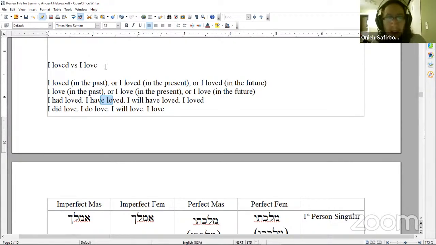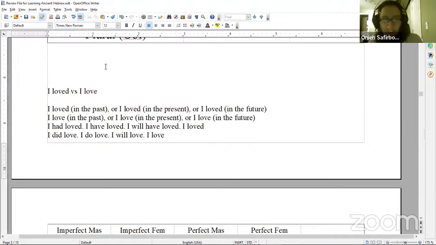So in the beginning of Genesis chapter 1, you have, in the beginning, God created. That is a perfect tense. In the beginning, God created. So perfect, and it's clearly past tense, because when did He create? He created in the past. So God had created. In the beginning, God had created the heavens and the earth.